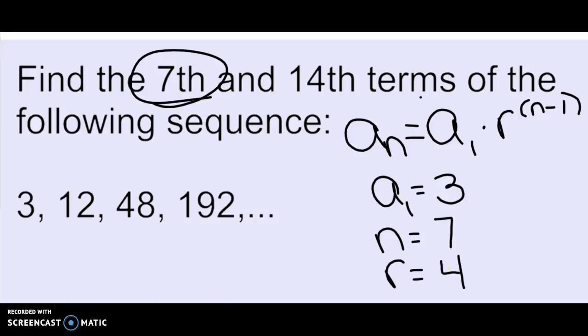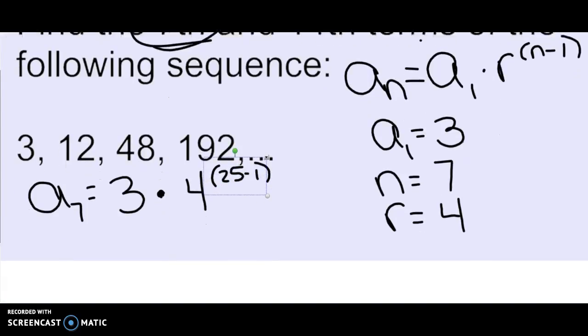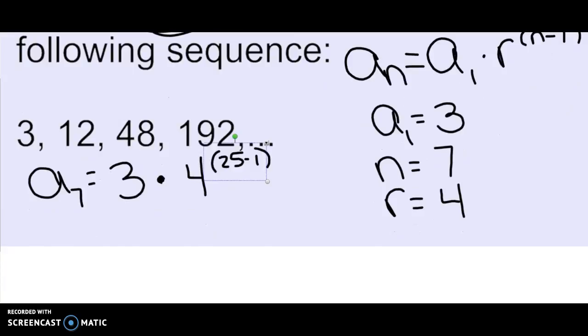So let's plug that in. We've got a sub 7 is equal to 3 times our ratio, which is 4, to the n minus 1. So that's 25 minus 1. The more you can write down and deal with and not put in your calculator, the better off you're going to be, because you're not going to have so much to put in your calculator. So let's figure that out. I'm going to pause this and use my calculator for a second.